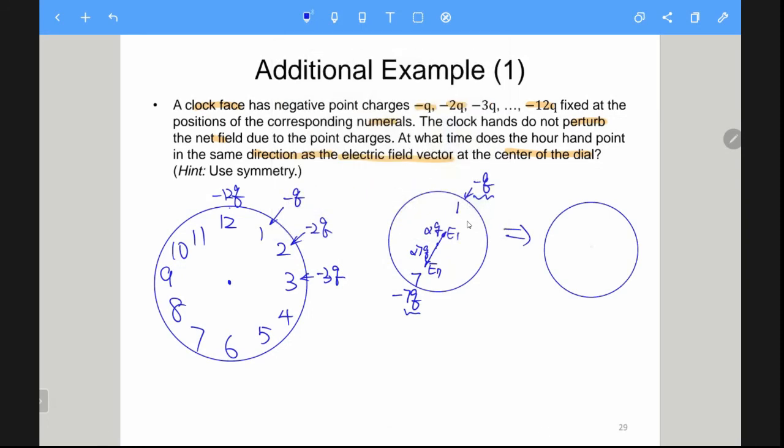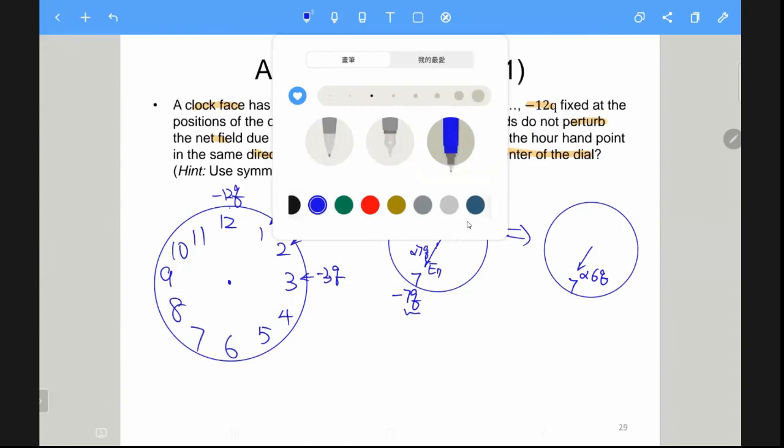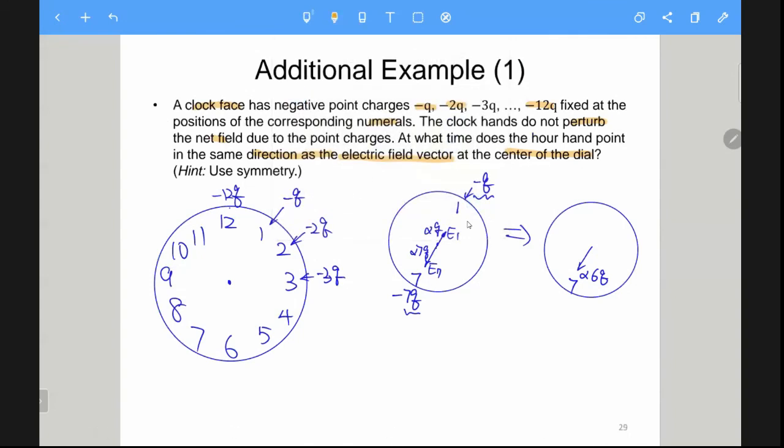Okay, so it turns out to be something like this. It is proportional to 6Q, pointing to this 7. And of course, we can also do the same thing for 2 and 8, which means that for 1 and 7, there will be an E field pointing to the 7, which is proportional to 6Q. And for 8 and 2, it will generate an E field pointing to this side with the same amount, because 8 and 2 cancel, there will be 6Q.